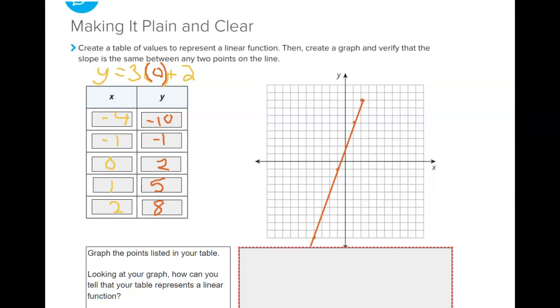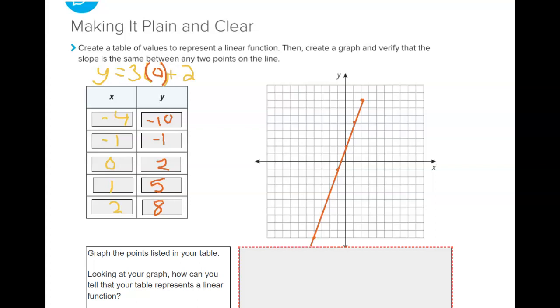Now, if your points did not create a linear relationship, double check your work, because as long as your values here are linear, when you draw a line through them, it's going to resemble a line. It's going to be a line. So if not, go back and revise.